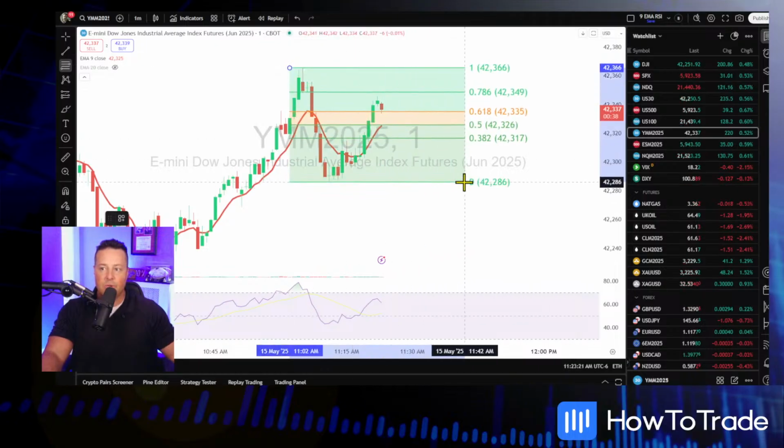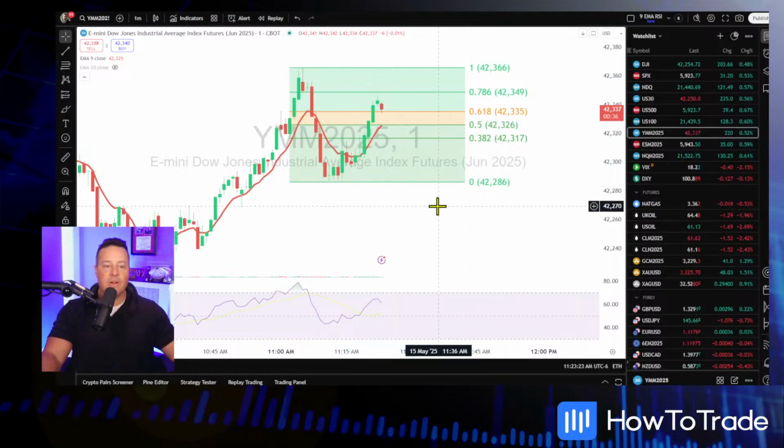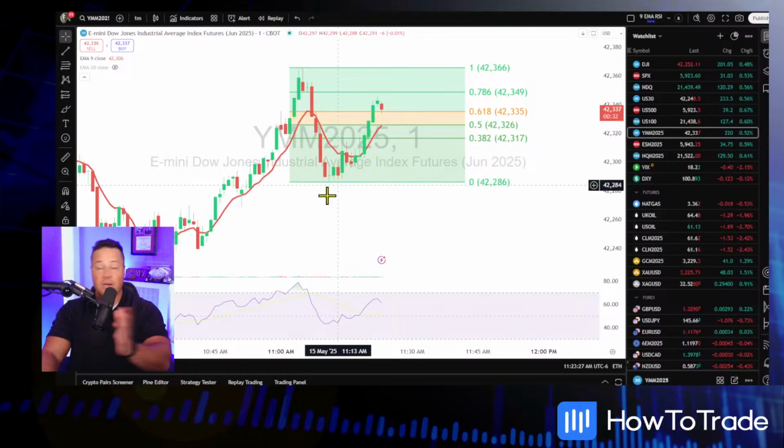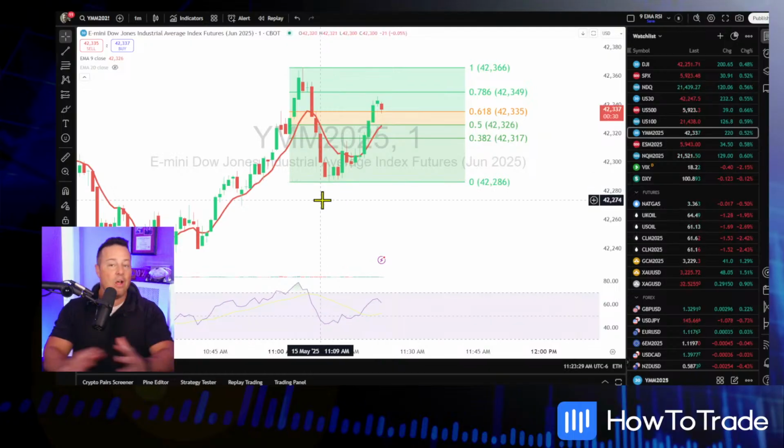That would be your sequence. Keep it very simple, drawing Fibonacci's. Swing highs, clear-cut swing highs, clear-cut swing lows. If you can't tell, then don't do it.